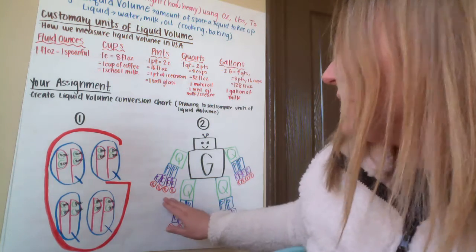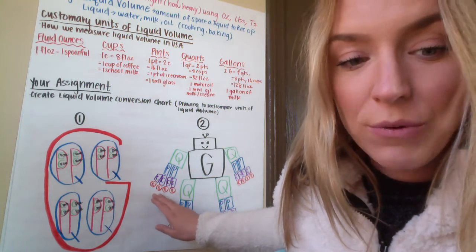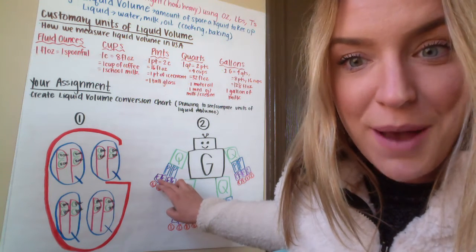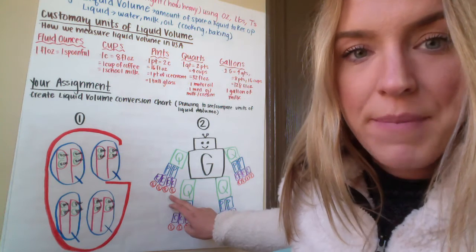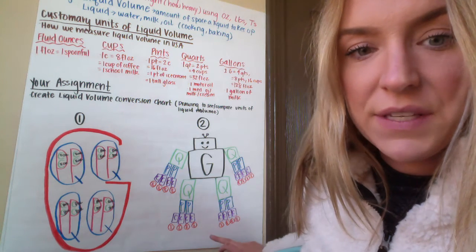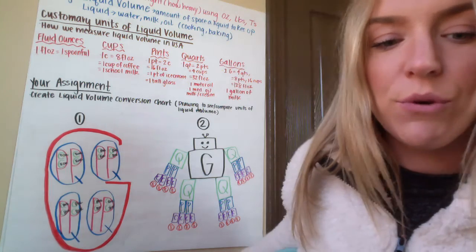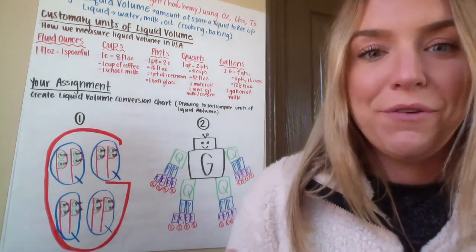And then these little fingers here are each 8 ounces. So I've got 8 ounces to each cup because each cup is equal to 8 fluid ounces. And then I've got 4 8-ounce fingers on each of our appendages here. That's going to equal 128 fluid ounces total. So another really fun way to show your liquid volume conversion chart.